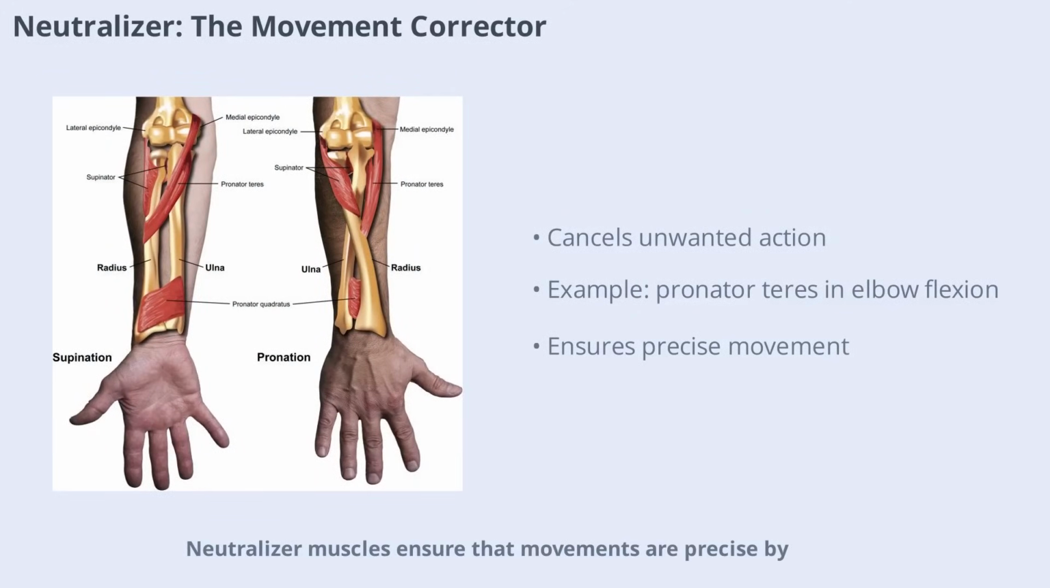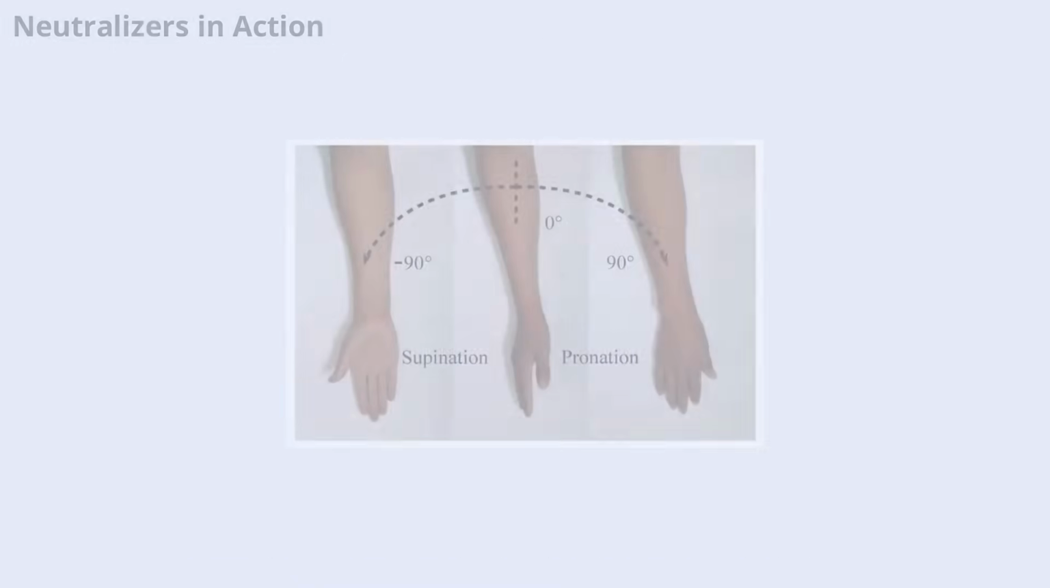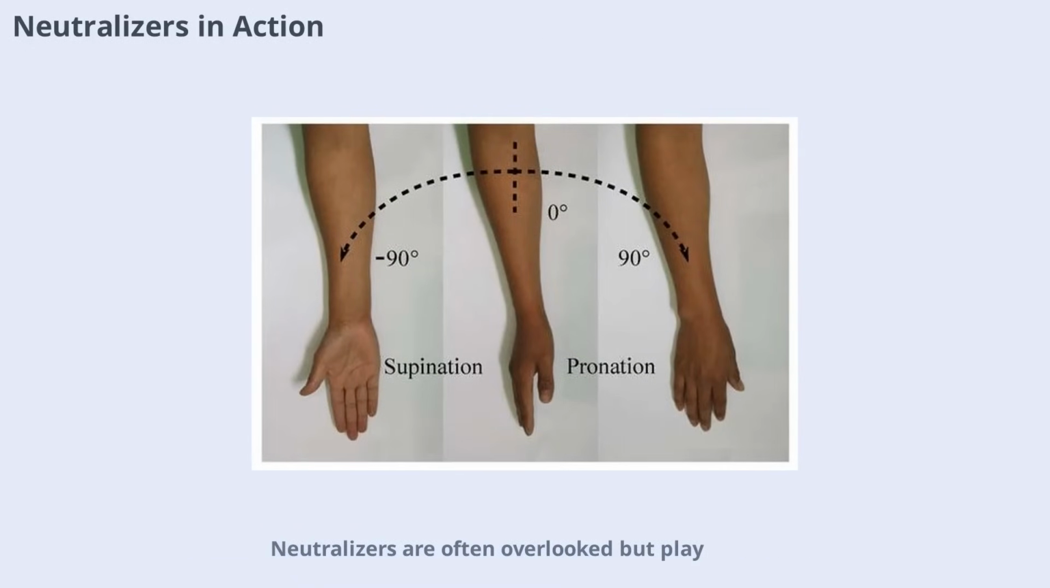Neutralizer muscles ensure that movements are precise by canceling out unwanted actions produced by the agonist. For example, the biceps brachii not only flexes the elbow but also causes supination of the forearm. The pronator teres acts as a neutralizer, counteracting the supination to allow pure elbow flexion. This fine-tuning is essential for complex, coordinated movements. Neutralizers are often overlooked but play a vital role in refining our movements.